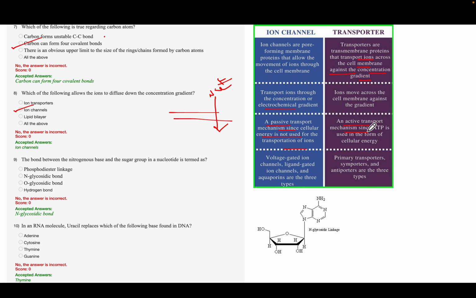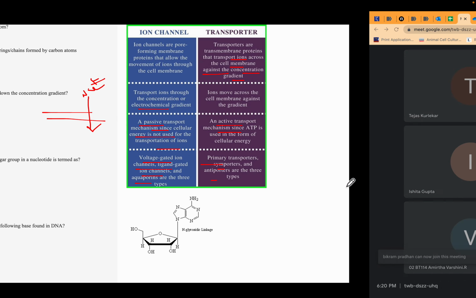So when some substances or ions are present in lesser quantity at some site of the lipid bilayer, if they move from the lower concentration to higher concentration, we know that we need to invest some energy. So that kind of transporter is an active transporter, because in this case ATP or the source of energy is used. Now ion channels, if we give some examples, voltage gated ion channels, ligand gated ion channels and aquaporins are three types, and transporters, primary transporters, importers and antiporters are three types.